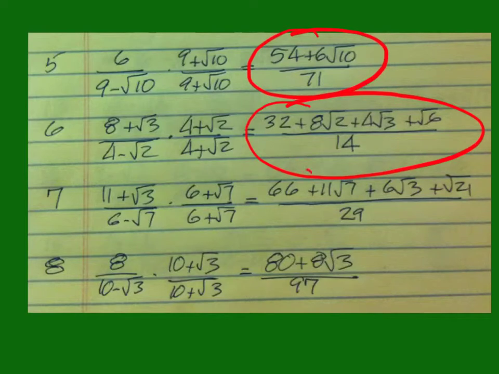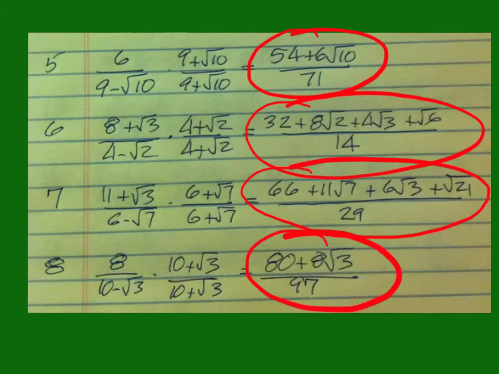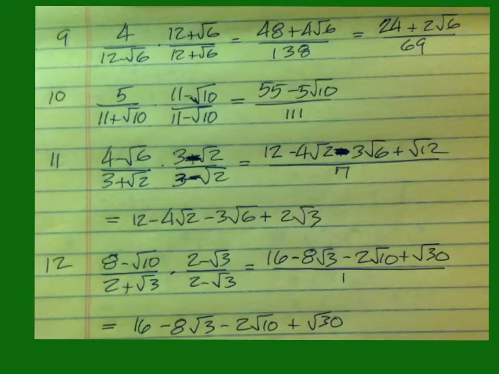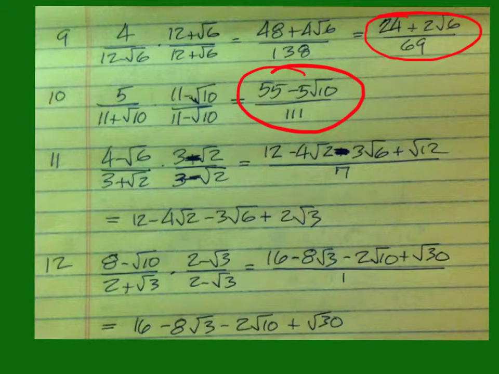And number 7 is 66 plus 11 square root of 7 plus 6 square root of 3 plus square root of 21. All of that over 29. And 8 is 80 plus 8 square root of 3 over 97. Number 9 should be 24 plus 2 square root of 6 over 69. 10 is 55 minus 5 square root of 10 over 11.